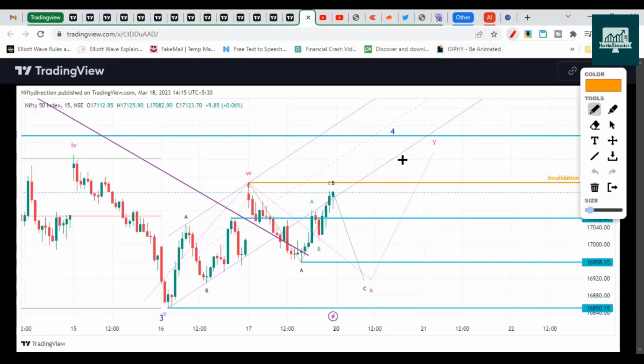This can be considered a complex correction from the lows of 16,850, waves A, B, and C. C here can be considered an ending diagonal, 1, 2, 3, 4, and 5. So this can be a complex structure, or you could say this is a zigzag W wave. Then this is another zigzag, where A is 1, 2, 3, 4, and 5. So this A finished here.